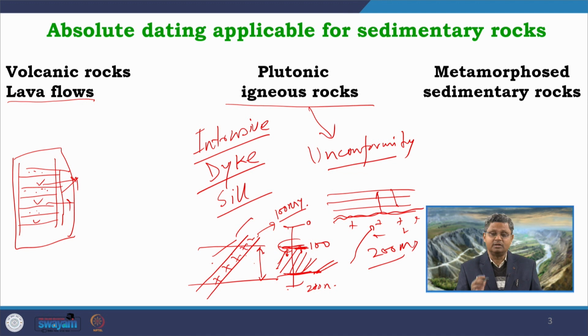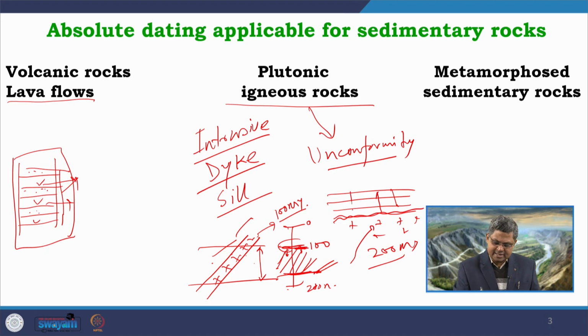So, the maximum age of the sediment body can be 200 million years, it cannot be older than that. In this case, the sediment rock body can be youngest up to 100 million years. So, that is the minimum age, because that dike body which has cross cut it has an age of 100 million years. So, this is the concept of maximum age and minimum age which we can use for the determination of absolute age of the sedimentary rock successions.